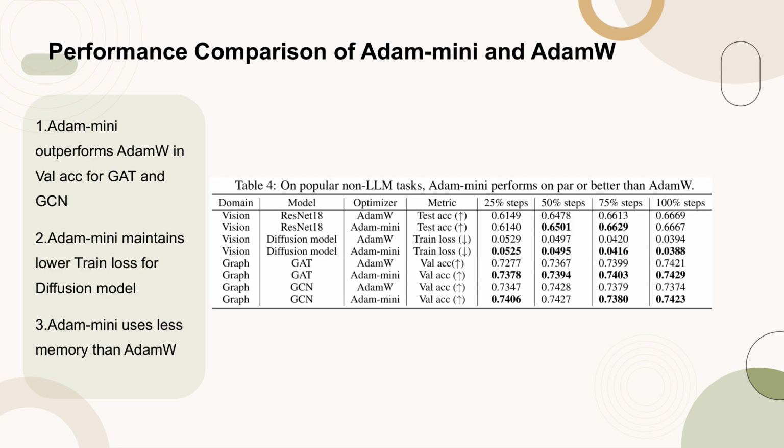Table 4 presents a comparative analysis of Adam Mini and AdamW across various non-LLM tasks, including ResNet 18 on ImageNet, Diffusion Model on CelebA, and Graph Convolution Net, GCN, and Graph Attention Net, GT, on OGBArXiv. The results indicate that Adam Mini achieves comparable or superior performance to AdamW in terms of test accuracy and validation accuracy, while also demonstrating lower training loss for the diffusion model. Notably, Adam Mini's performance is achieved with reduced memory usage, highlighting its efficiency and effectiveness in these tasks.